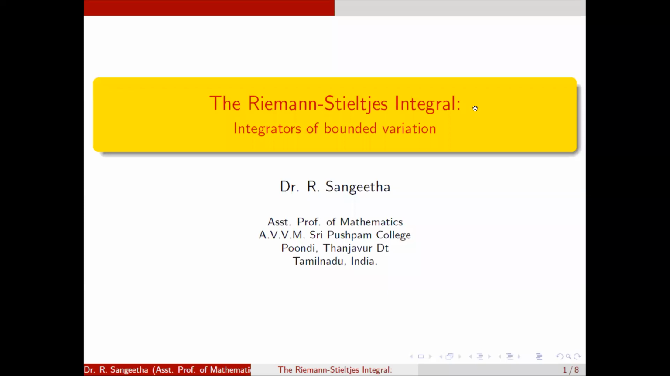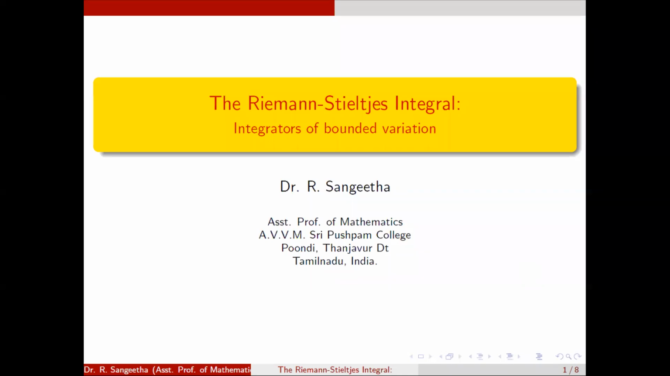Now we are going to see an interesting consequence of the Riemann-Stieltjes integral of f with respect to alpha when alpha is a function of bounded variation. So far we discussed some consequences of the Riemann-Stieltjes integral of f with respect to alpha when alpha is a monotonically increasing function. In the starting, while defining the Riemann-Stieltjes integral, we just assumed alpha is a real valued and bounded function alone.